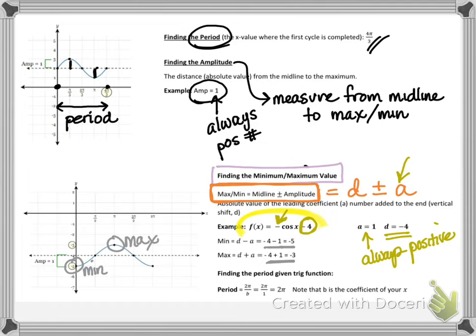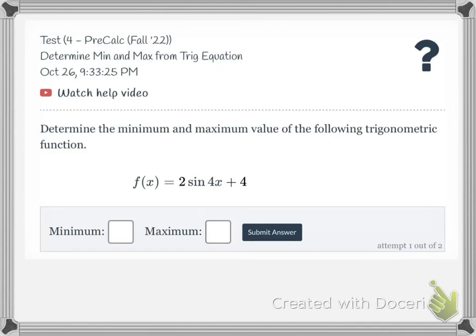Okay? So let's look at a problem. Okay, so here we go. D plus or minus A is how you find minimums and maximums. So let me write that formula up here again. Your maximum and minimum values are found by doing D plus or minus A. So first, identifying D and A is what you need to do.